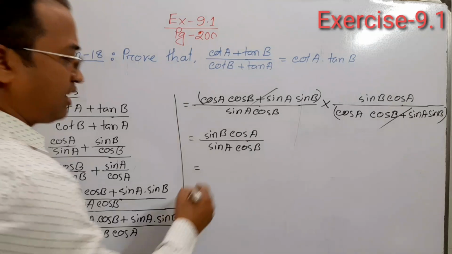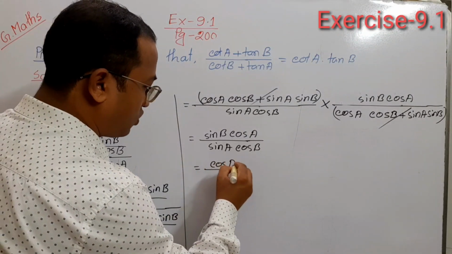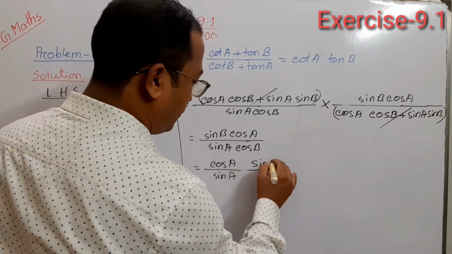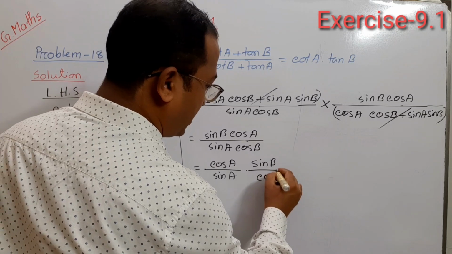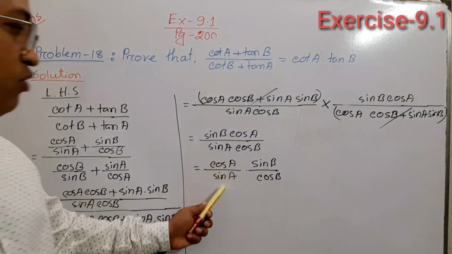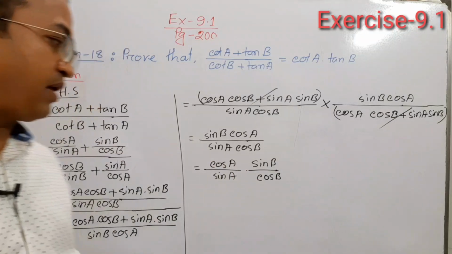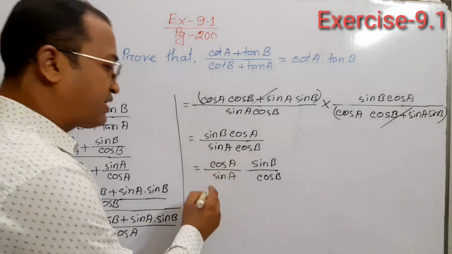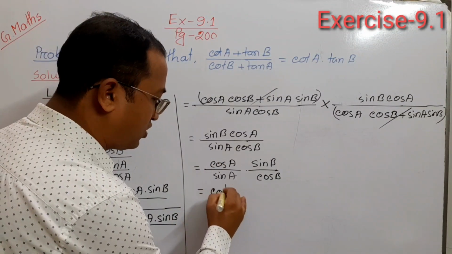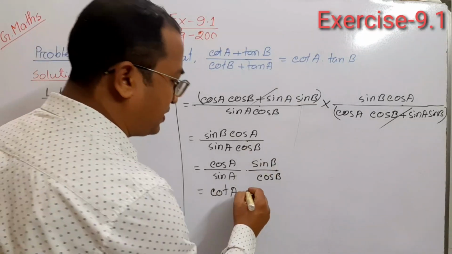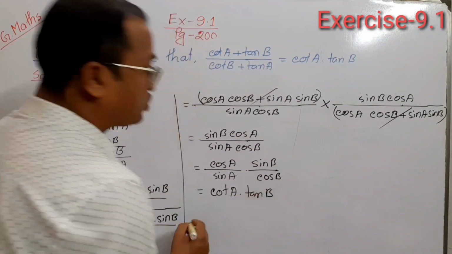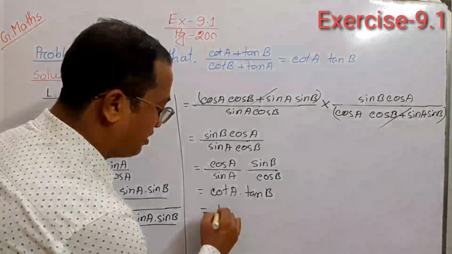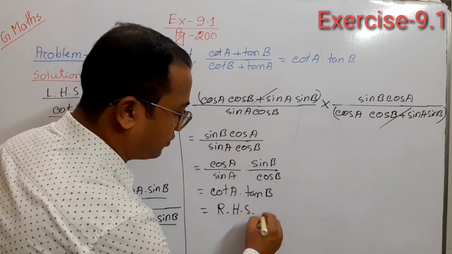Now we can write like this: cos A into sin B by cos B. Look, how can we arrange? A we can write separate and B we can write separate. Cos A by sin A into sin B by cos B. So cos A by sin A, that is cot A, and sin B by cos B, that is tan B. So look, this is our right hand side, cot A into tan B. This is our right hand side. Proved.